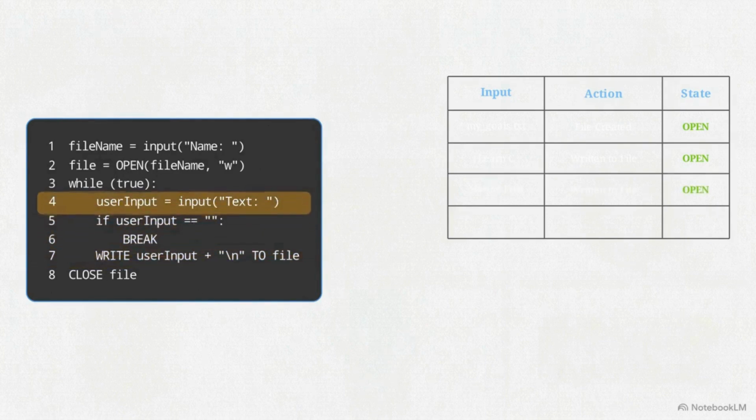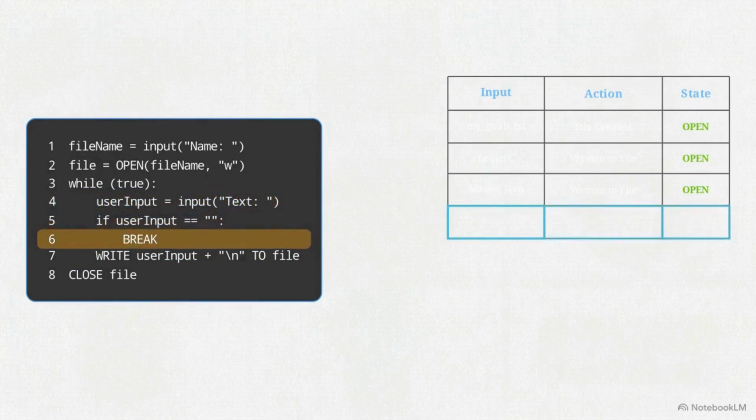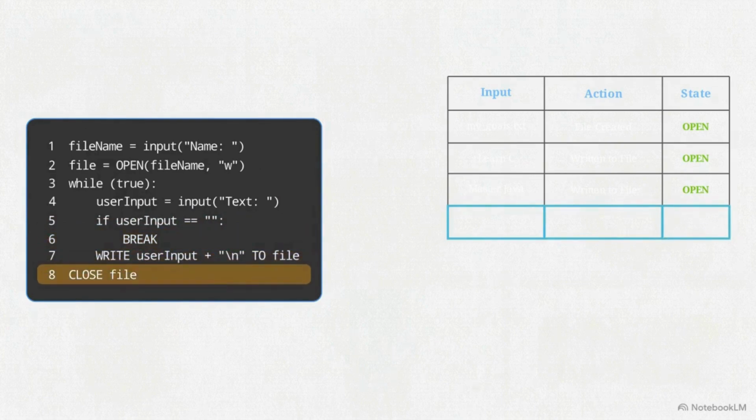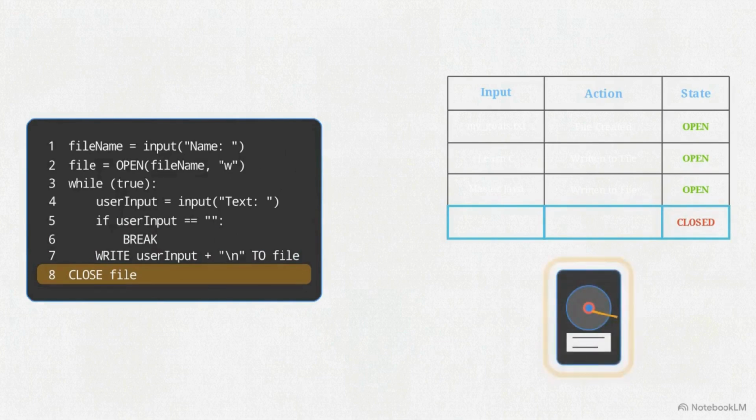On the second iteration, the pipeline remains open. The user types master Java, and this new string data passes smoothly down the stream. When the user presses the enter key without typing a message, the code detects a string with no content. This triggers the break command, ending the loop. We execute the cleanup phase, formally closing the stream and securing the data permanently on the hard drive.